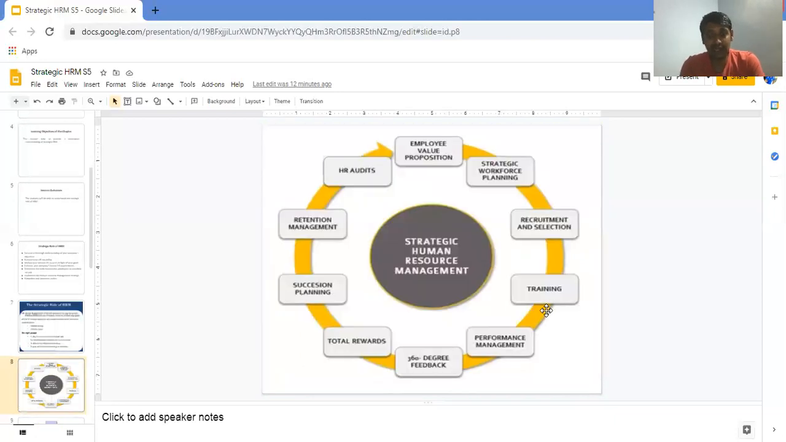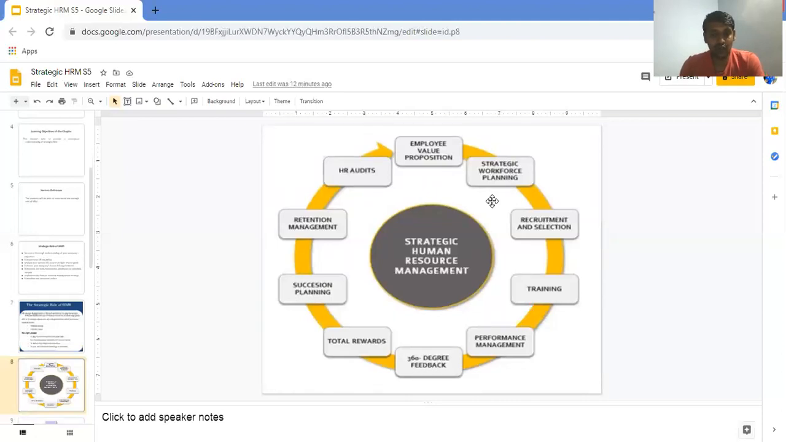The next slide explains the important key role played by the human resource manager from a different perspective. First, it says strategical workforce planning. It starts with the employee value proposition, strategical workforce planning.